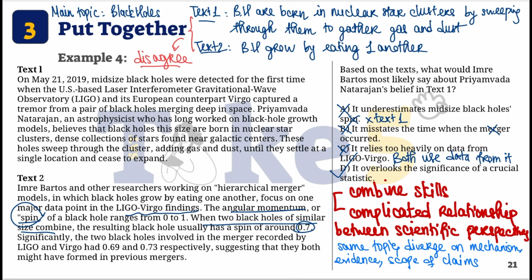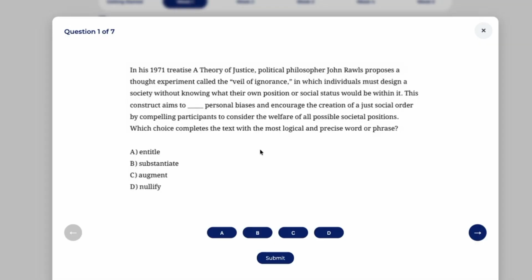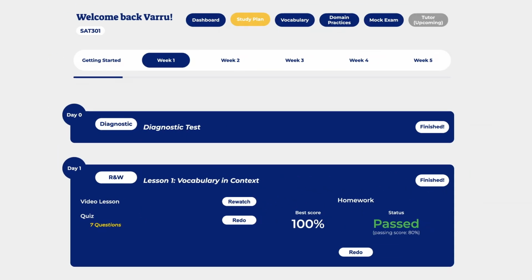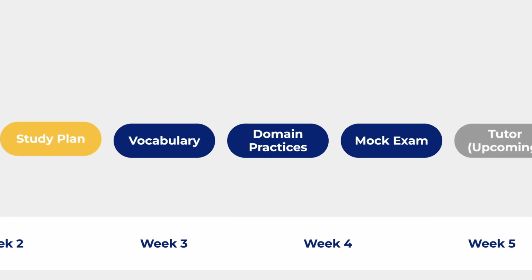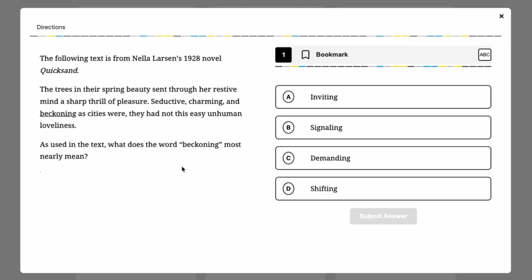With that being said, we encourage you to go beyond the quiz and homework in this lesson by practicing more of this type in the domain practice, filtering for the cross-text connection skill.